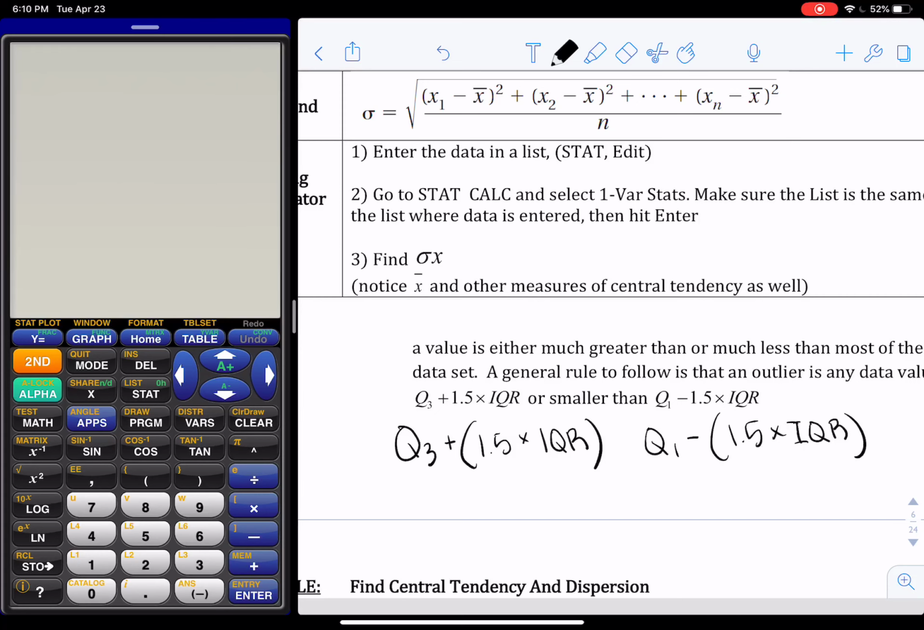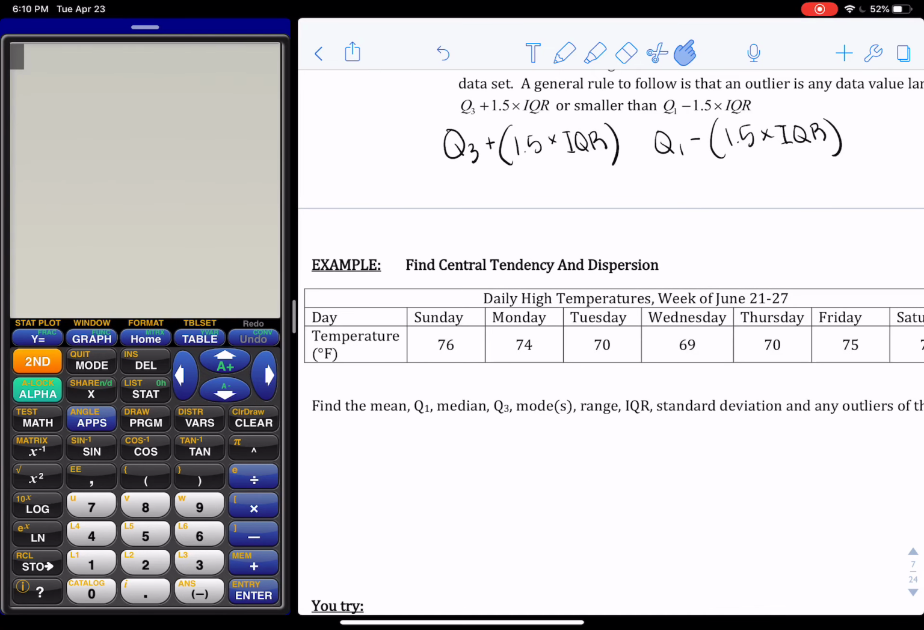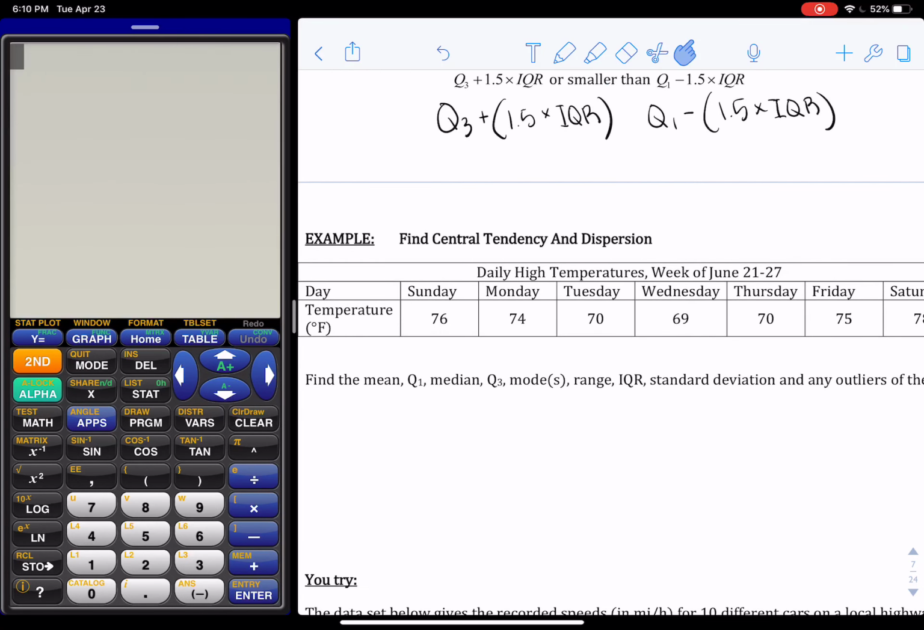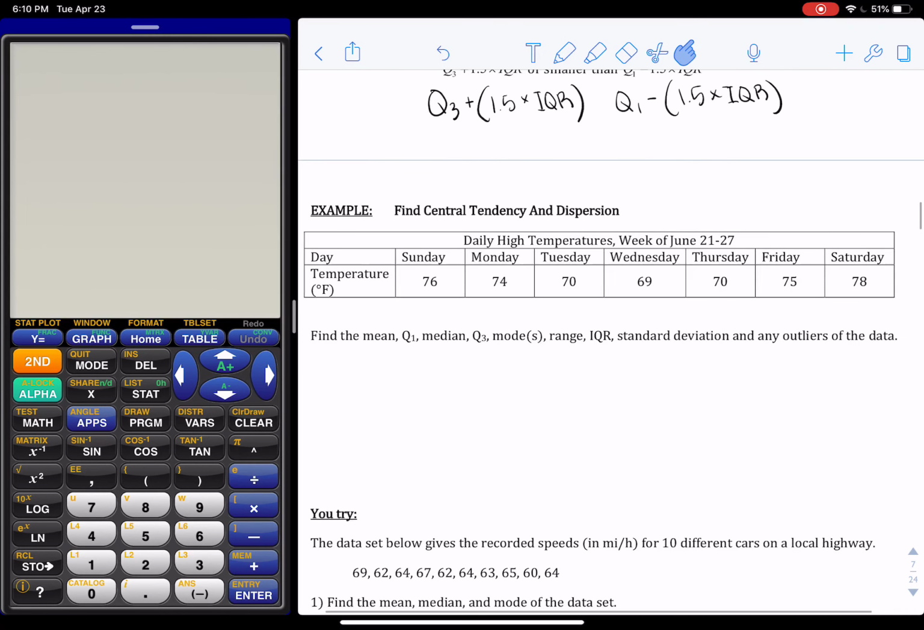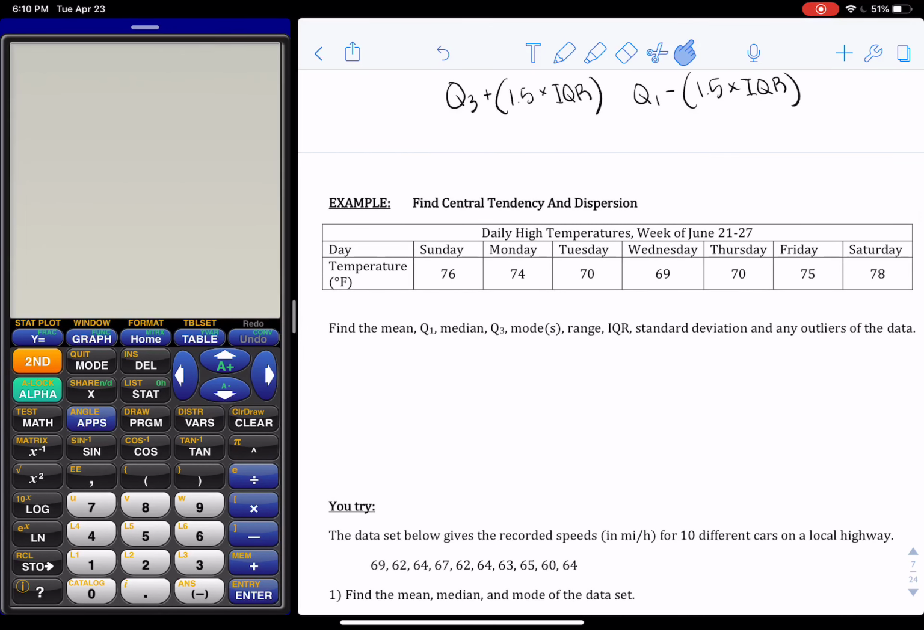So let's just do one example of this. This says find the central tendency and dispersion, and we're looking at the daily high temperatures from the week of June 21st through June 27th. So it goes Sunday through Saturday here, and it asks us to find the mean, our upper and lower quartiles, the median, mode, range, IQR, standard deviation, and then look to see if we have any outliers.